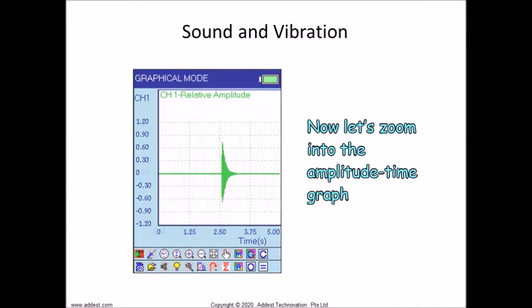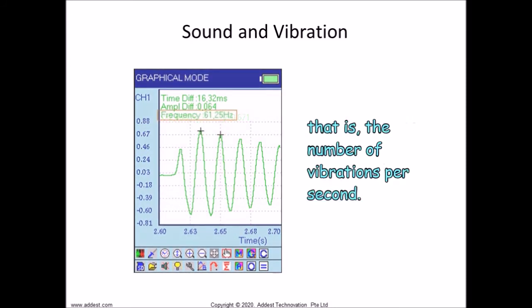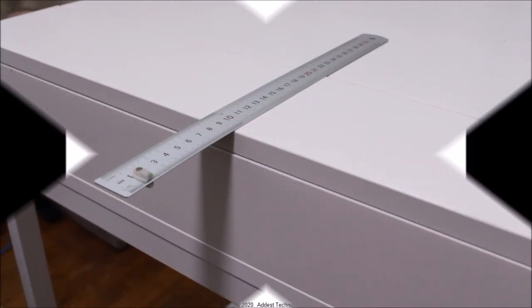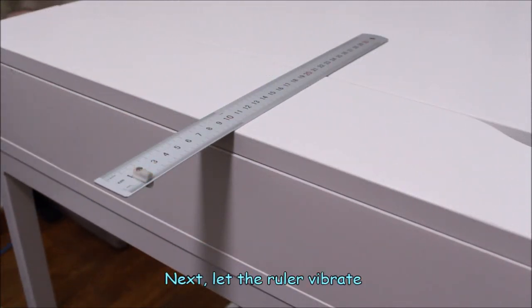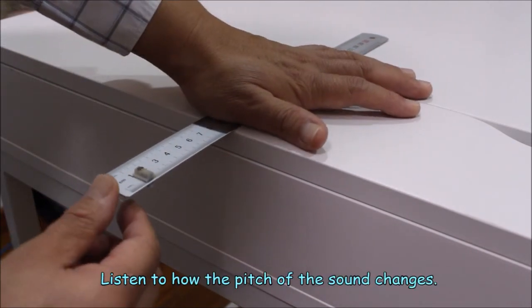Now, let's zoom into the amplitude time graph to measure the frequency of the vibration. That is, the number of vibrations per second. The higher the frequency, the faster the vibration. Next, let the ruler vibrate with different extension lengths. Listen to how the pitch of the sound changes.